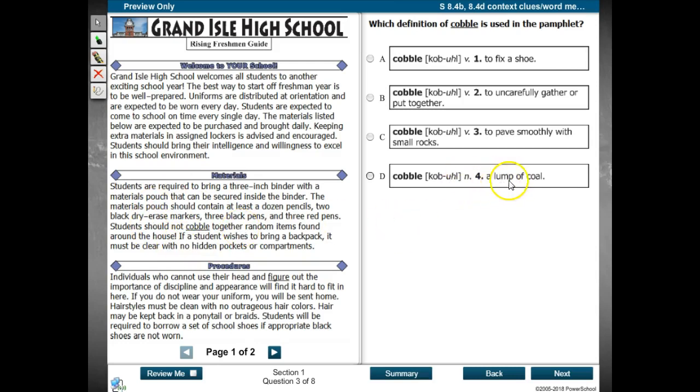Does that mean a lump of coal? To pave smoothly with small rocks? To uncarefully gather or put together? Or to fix a shoe? Which denotation of cobble is being used right here? Answer number 3.